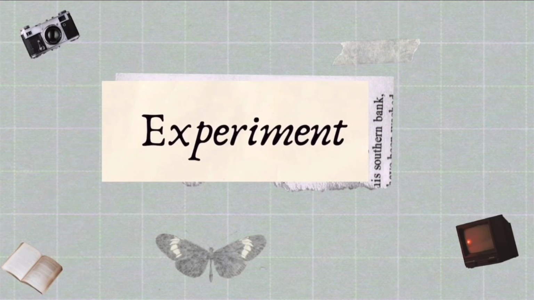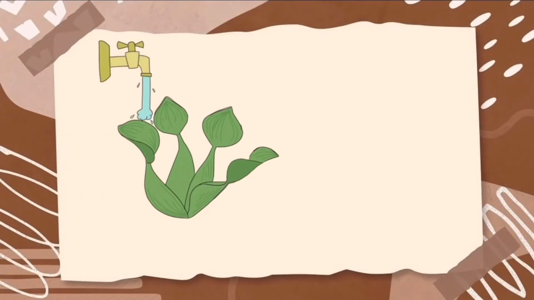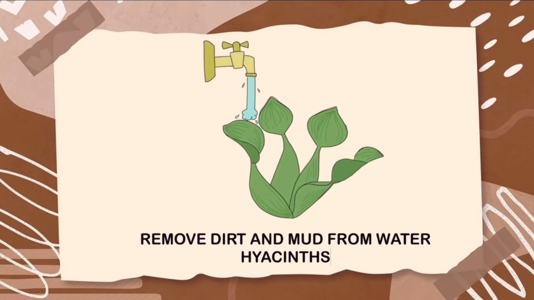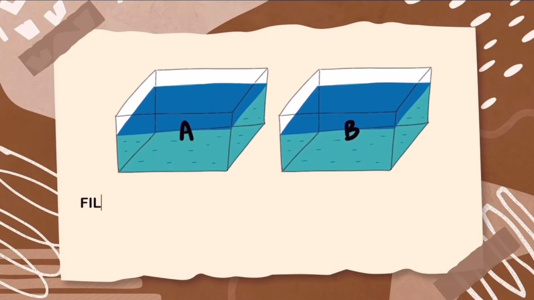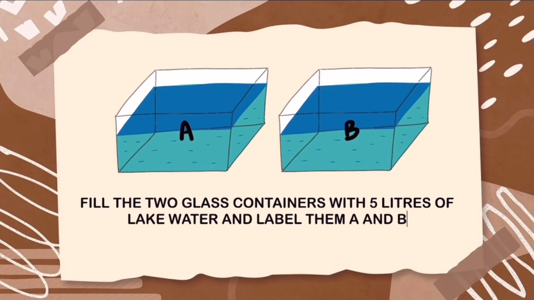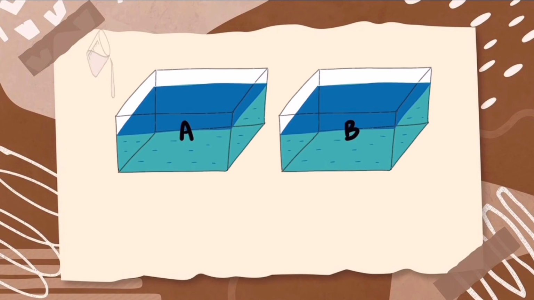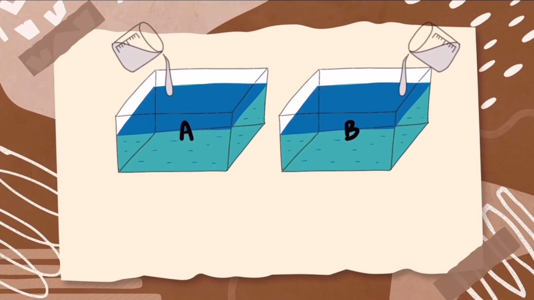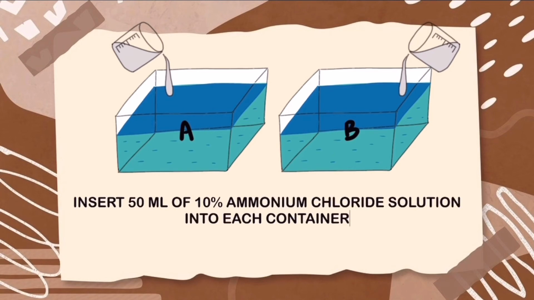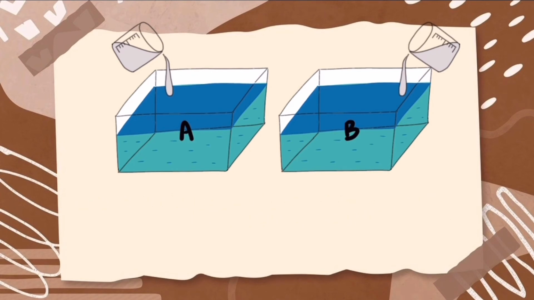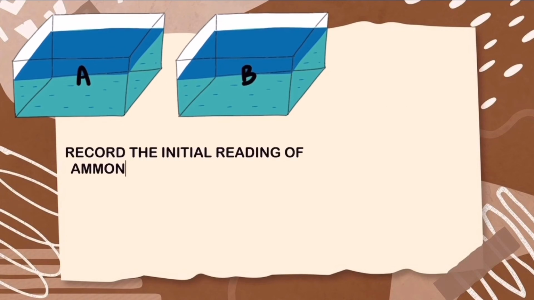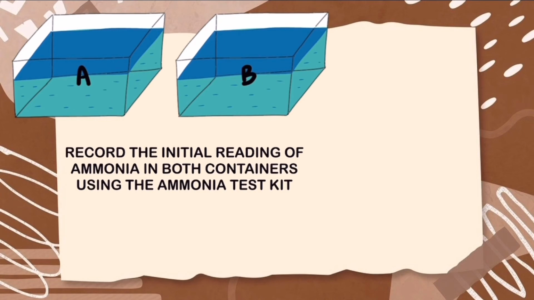Now, let's proceed to our experiment. First, we need to clean the hyacinths from dirt and mud by using water. Next, fill the 2 glass containers with 5 liters of lake water and label them A and B. Insert 50 ml of 10% ammonium chloride solution into each container that we labeled earlier. Record the initial reading of ammonia in both containers using the ammonia test kit.